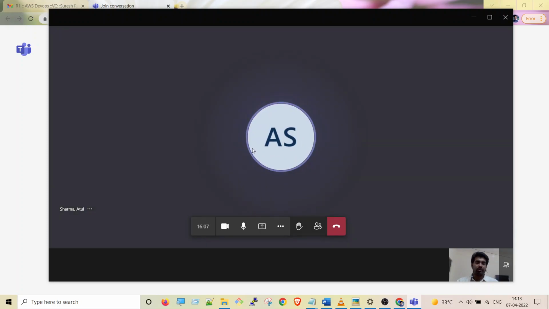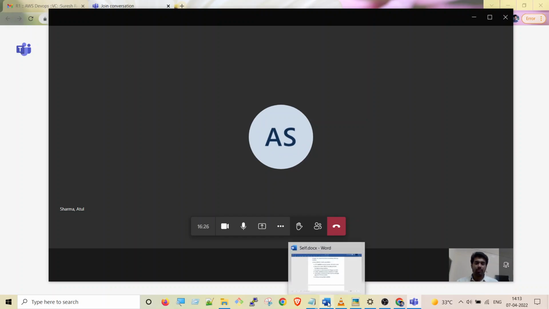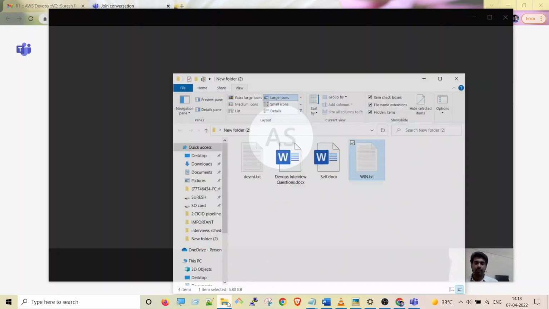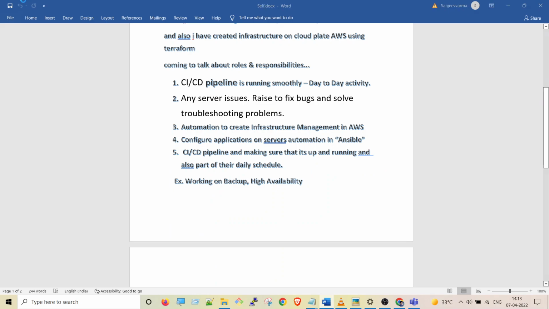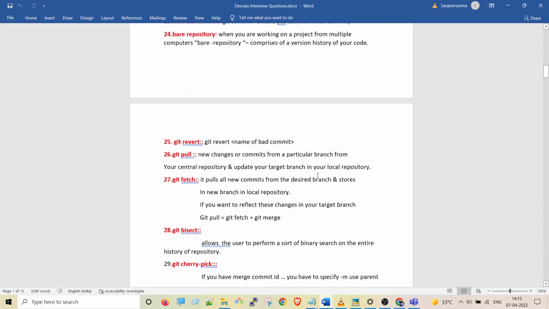Okay. One question related to AWS. Can you tell me the difference between stateful and stateless firewall? Okay, I think that's fine. And what's the difference between instance store volume and EBS volume?